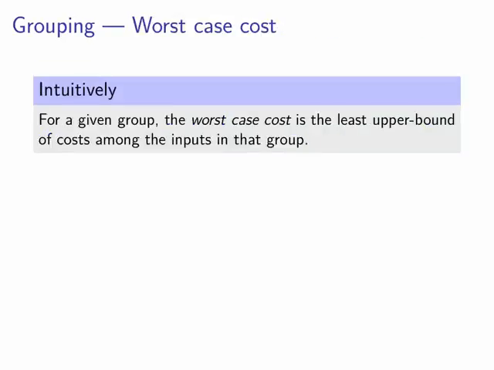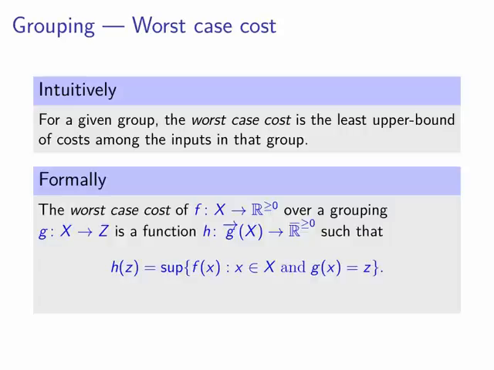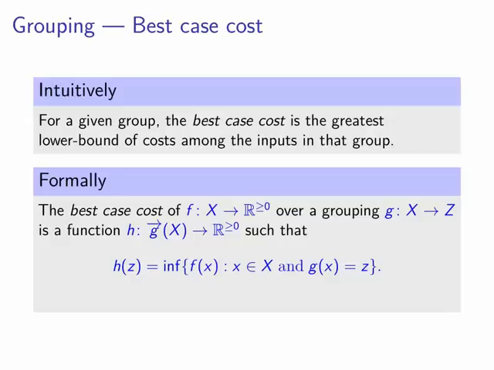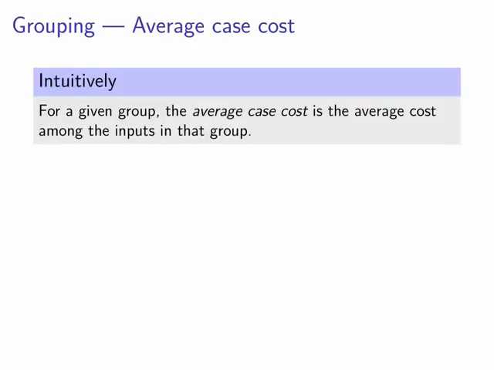For a given group, the worst case cost is the least upper bound of costs among the inputs in the group. For a given group, the best case cost is the greatest lower bound of costs among the inputs in the group. For a given group, the average case cost is the average cost among the inputs in the group, assuming a random distribution over the input set.